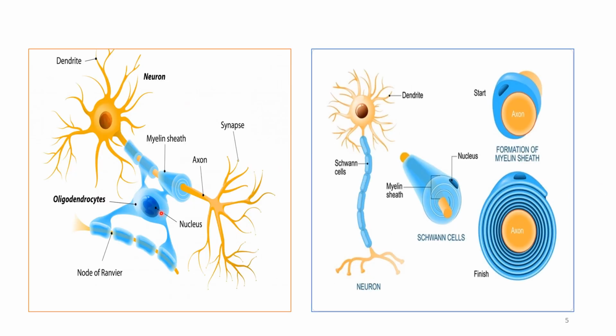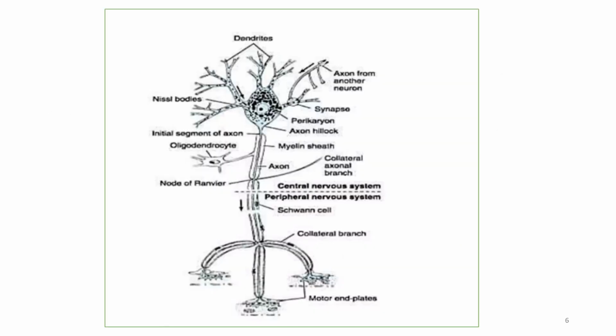So how is myelination formed in the peripheral nervous system and central nervous system? In the central nervous system, oligodendrocytes will form the myelin sheath, and in the peripheral nervous system, Schwann cells will form the myelin sheaths. So many Schwann cells are involved in formation of myelin sheath for one axon, whereas one oligodendrocyte will give myelin sheath to many nerve fibers. The same picture is given here. PNS has Schwann cells which give myelin sheath. In the CNS we have oligodendrocytes which form myelin sheath.